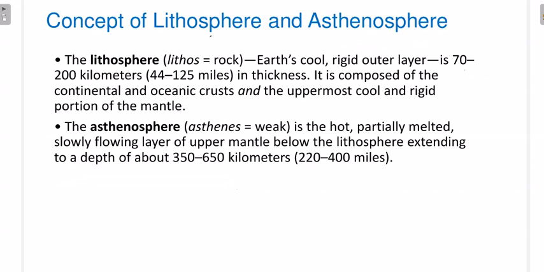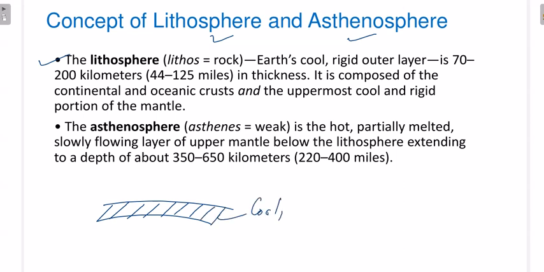Now this you have to understand in order to have an idea about plate tectonics. What is lithosphere and what is asthenosphere? You might have heard about lithospheric plates. First we have to understand what is lithosphere. A lithosphere is basically the uppermost layer of the earth, which is cool, rigid, and brittle in nature, and the thickness of this layer is around 70 to 200 kilometers.